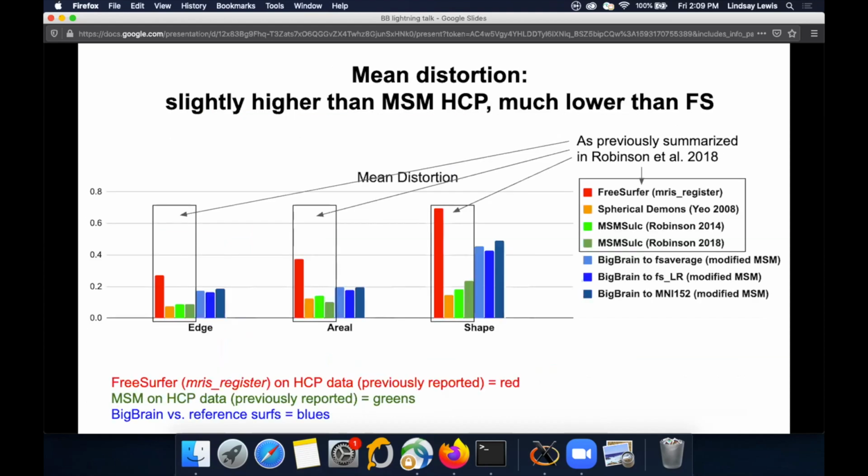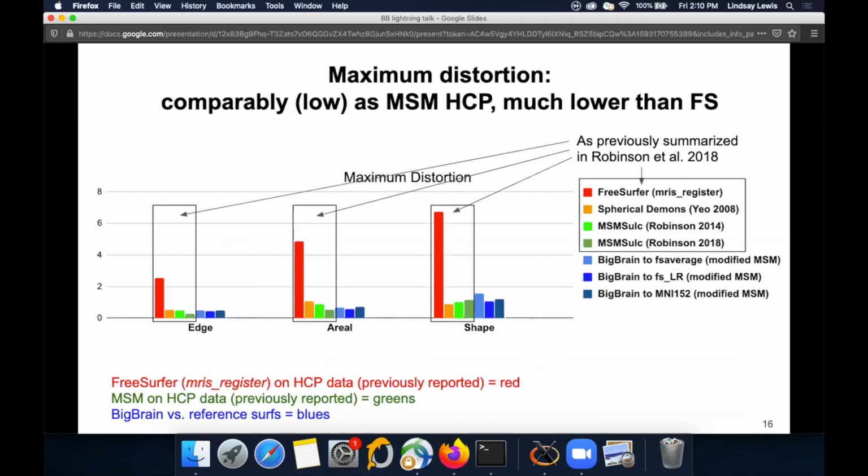Finally, our mean distortion values are shown here in shades of blue. They're slightly higher than those that have been previously reported for standard MSM on the HCP dataset, but they are much lower than the FreeSurfer standard registration tool, which is shown in red. And our maximum distortion values are comparably as low as those previously reported, again, for standard MSM on the HCP dataset. And all of these are much lower than FreeSurfer, again, in red.